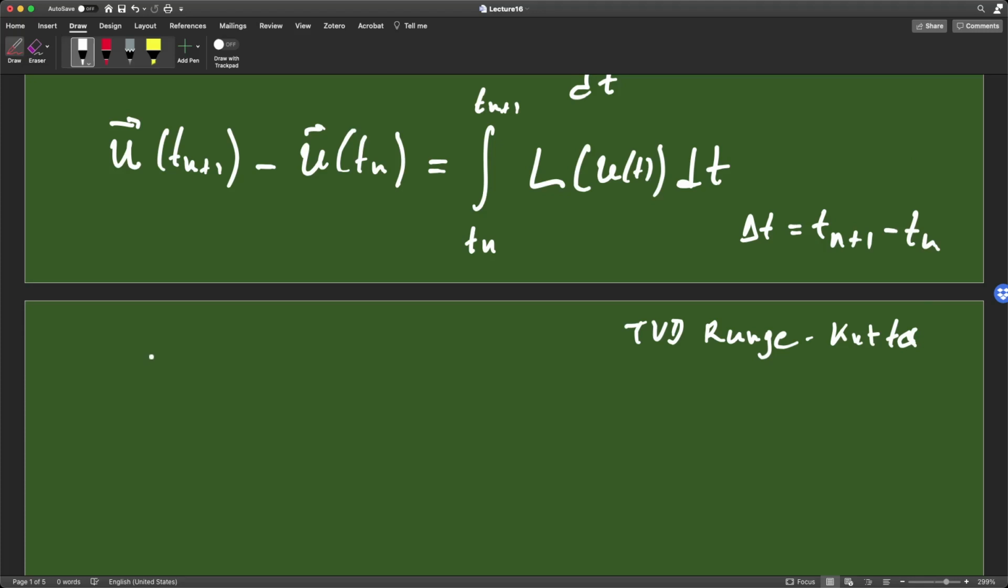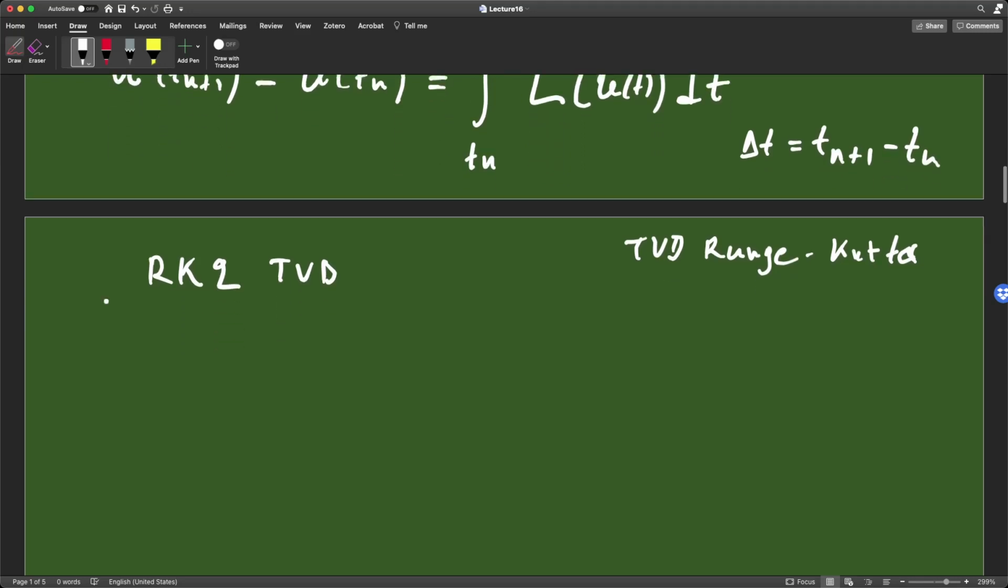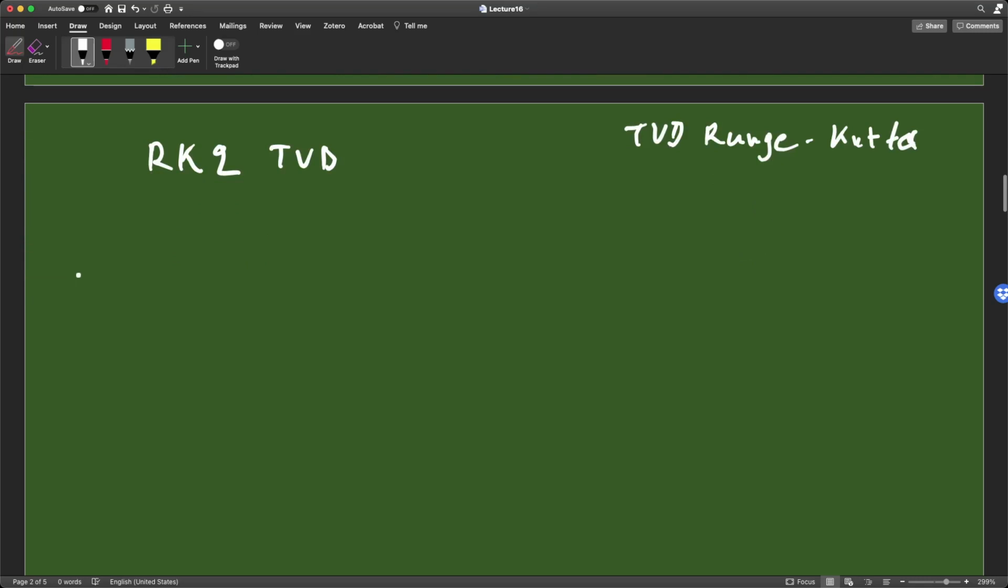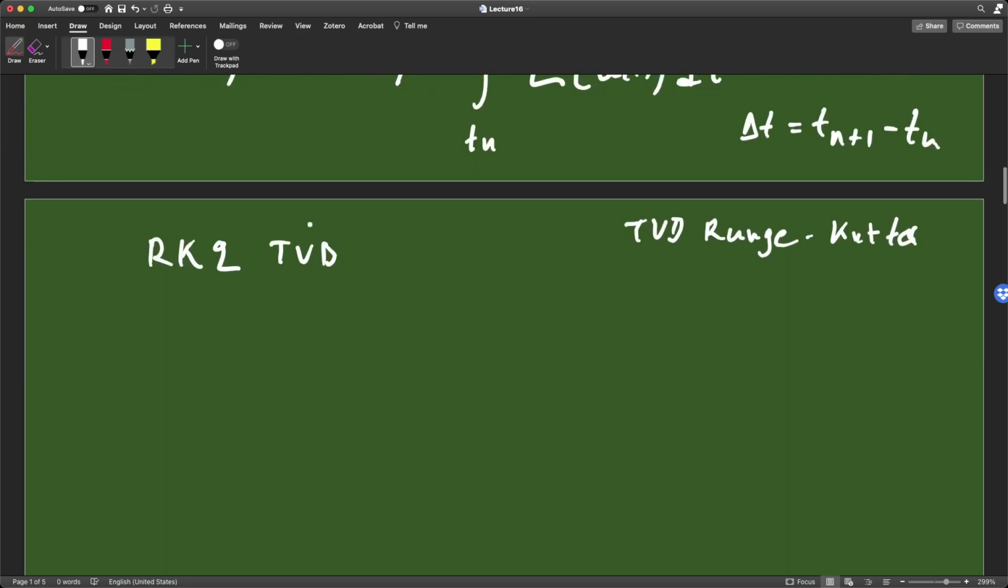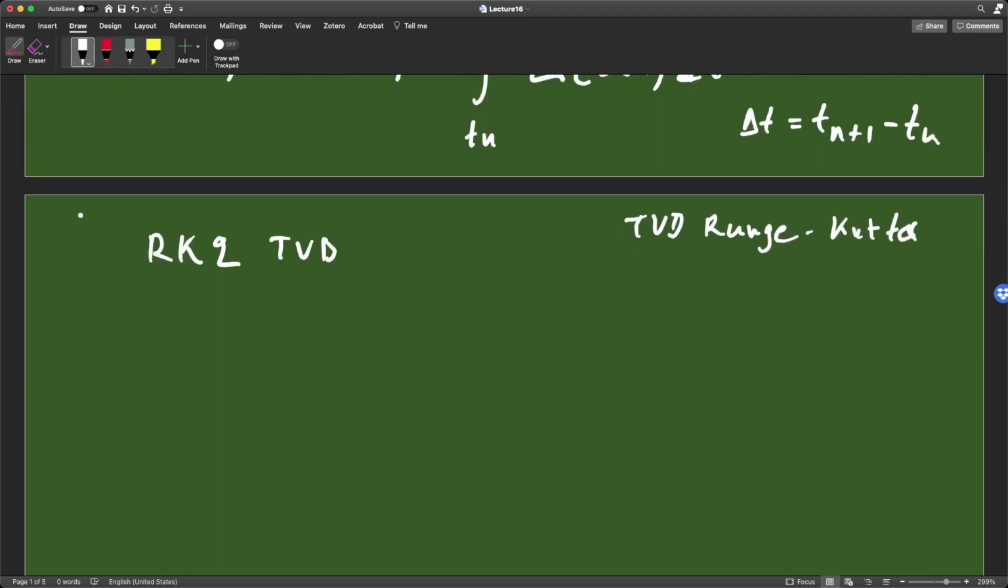So let's consider a second order Runge-Kutta method. That's TVD, which stands for total variation diminishing. That's not important right now. We could use a standard Runge-Kutta method if we wanted, but the notation in this paper is convenient because it matches our notation. So that involves two steps. To go from un to un plus 1, we have one intermediate step.